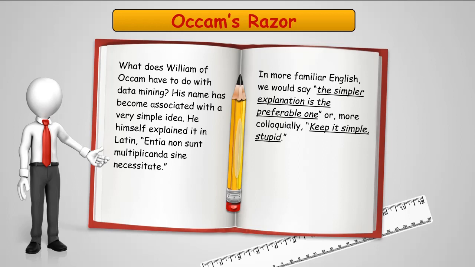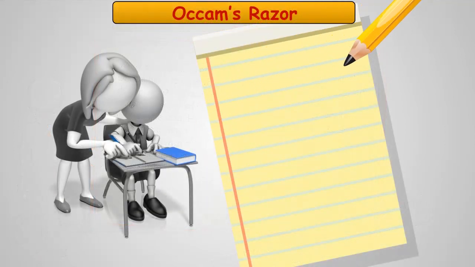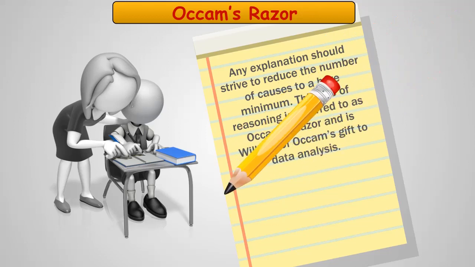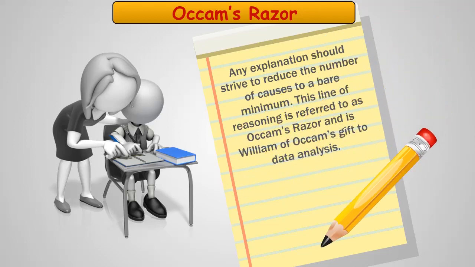So what does he have to do with data mining and statistics? His name has become associated with a very simple idea. He explained it in this way. The simpler explanation is the preferable one. Or more colloquially, keep it simple, stupid. The most simple explanation is often the correct one. Now, any explanation should strive to reduce the number of causes to a bare minimum. This line of reasoning is referred to as Occam's razor, and it's his gift to us as data analysts.